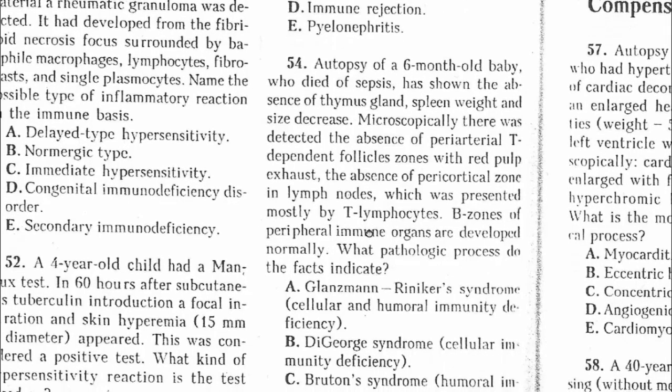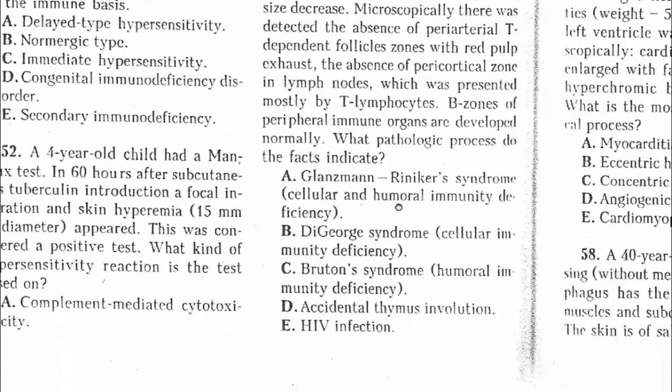54. Autopsy of a 6-month-old baby who died of sepsis has shown the absence of thymus gland. Thymus gland is responsible for T lymphocyte production. Spleen weight and size decrease. Microscopically, there was detected the absence of T-dependent follicle zones with red pulp excess. The absence of pericortical zone in lymph nodes, which is represented mostly by T lymphocytes. So B zones of the peripheral immune organs are developed normally. What pathologic process do the facts indicate?